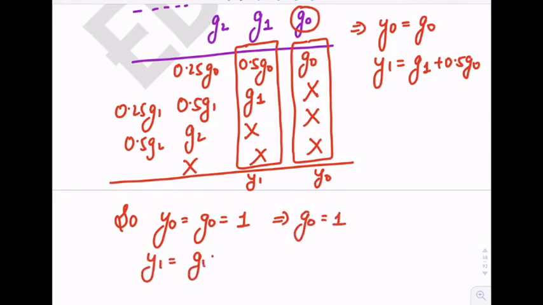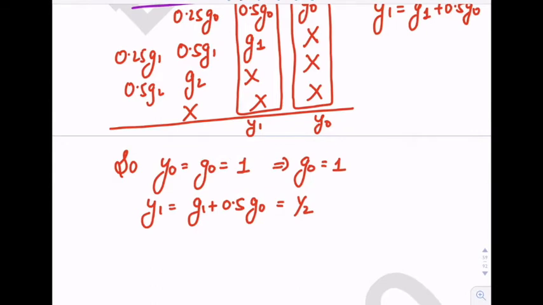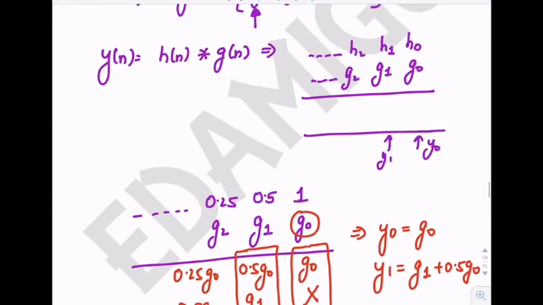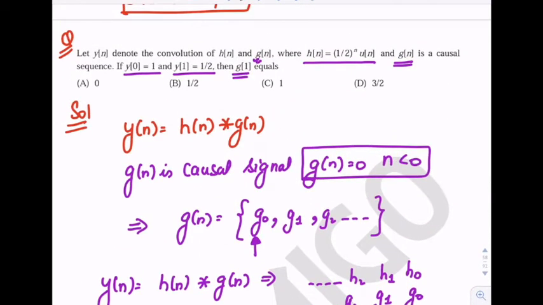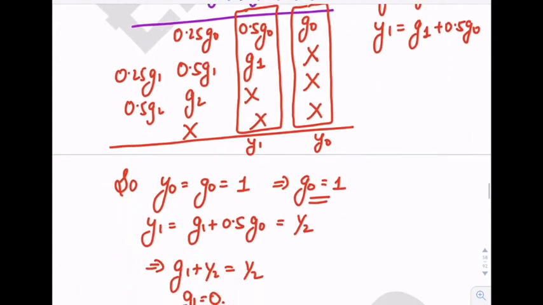y1 is equal to g1 plus 0.5 g0 is equal to half. Now as g0 is equal to 1, putting the value of g0, we can say that g1 plus half is equal to half. So g1 is equal to 0. So we get the value of g1 by simple convolution, and we can say that the answer is A, that is, the value of g1 is equal to 0.